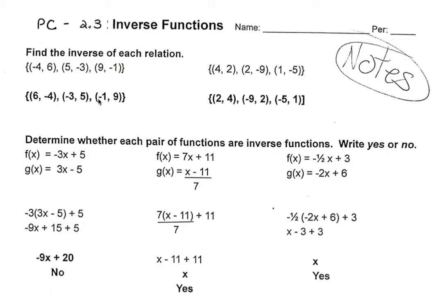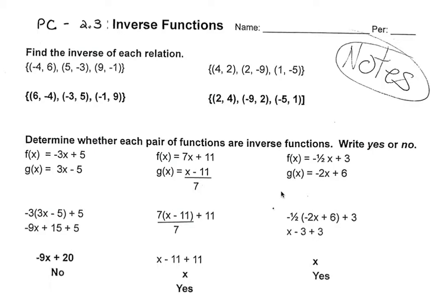and all we did was switch the x's and the y's from above. So the -4 that was an x became a -4 y, and the 6 that was a y became a 6 x. So all you're doing is flip-flopping those back and forth. Fairly simple. In the second example, (4, 2) becomes (2, 4), (2, -9) becomes (-9, 2), and (1, -5) becomes (-5, 1).